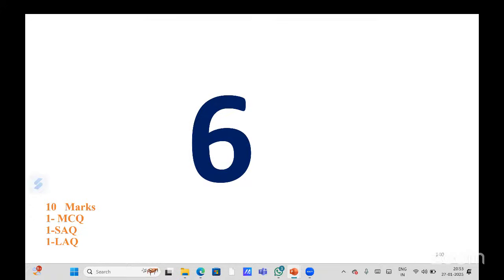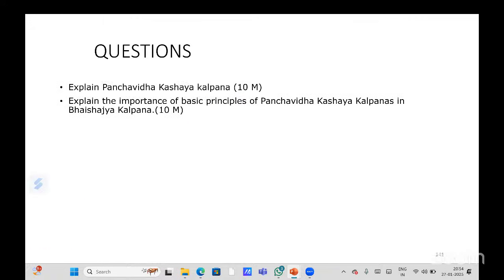Moving to the next syllabus point, syllabus point number 6. This is a total of 10 marks. It will carry one MCQ, one SAQ, one LAQ. Again, they may ask one long essay or long answer, one short answer, or one MCQ. So this is a basic concept, Panchavida Kashaya Kalpanas.